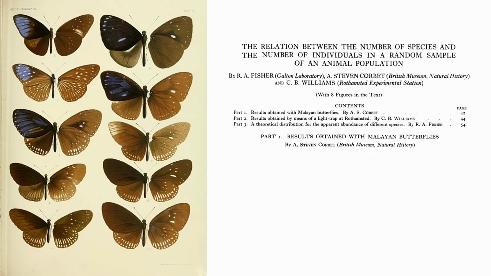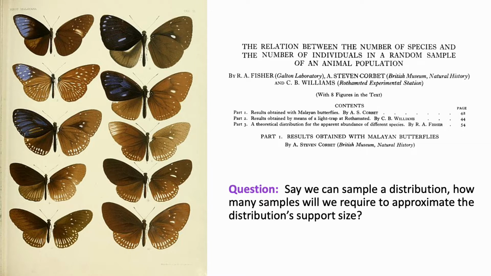In 1943, a group of researchers were investigating butterflies on Malayan islands. Never intending to catch all the butterflies, they were interested in estimating the number of different species they catch while roaming the island. Essentially, they asked the following question. Say I can sample a distribution. How many samples would I require to know the distribution's support size?